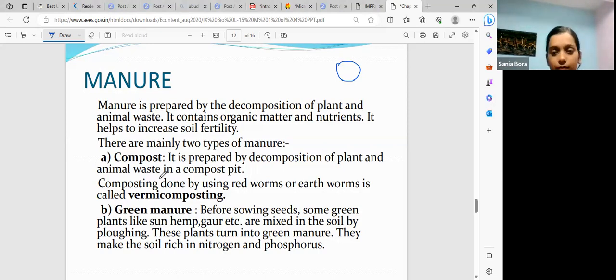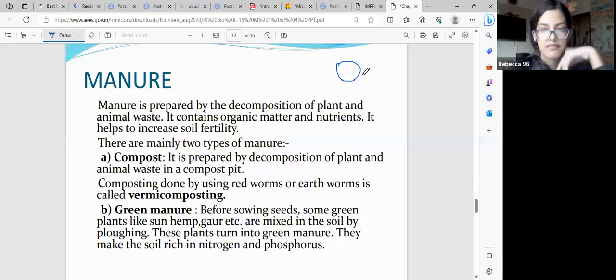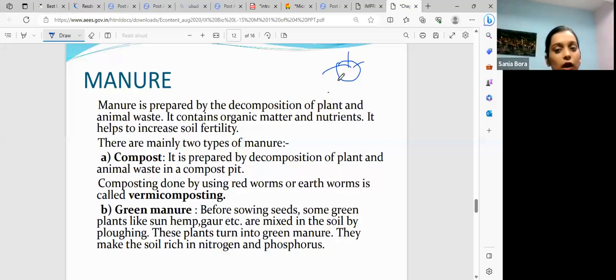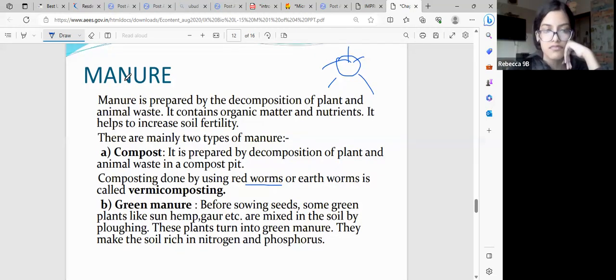So over here, for example, this is a pit. I am throwing all the waste over here and after some time it will convert into manure, or you can say compost. Now composting is also done using red worms or the earthworm, and that is known as vermi composting. So when composting is done by using the worms, not by natural process, that is known as vermi composting. Clear? Okay. Now, the first type of manure is compost.